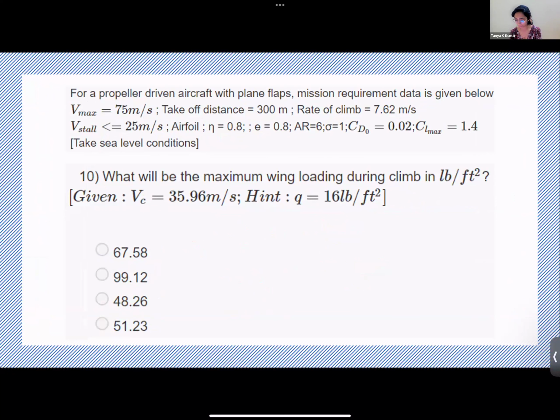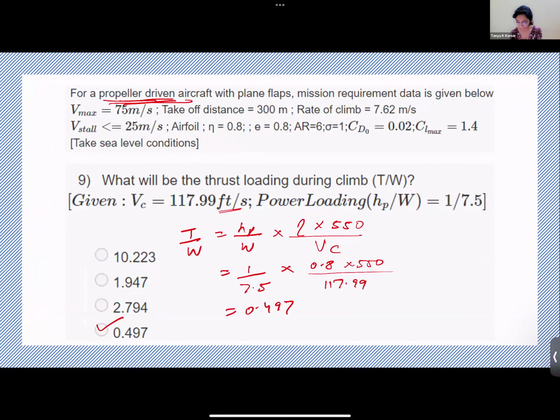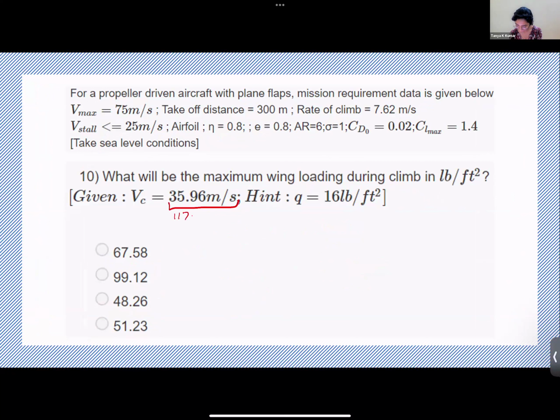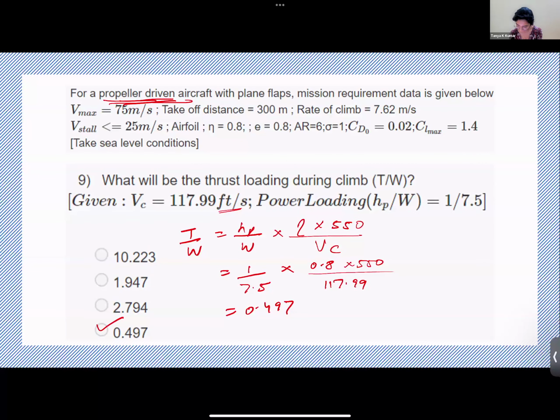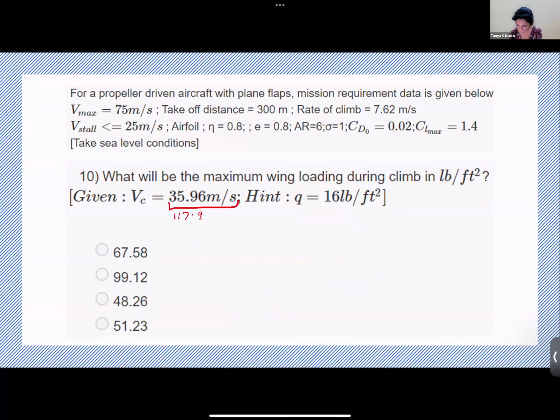Okay, so just keep the units in mind. You just need to convert this into feet per second. So that value is given here. Okay, so you just have to do that. 117.99 feet per second. Just keep the units in mind. So this is the only difference. What will be the maximum wing loading during climb? How do we do this?